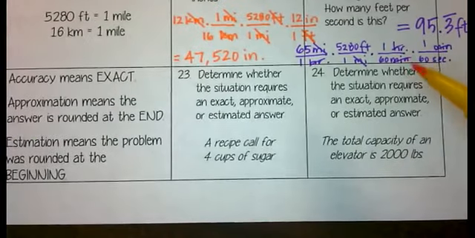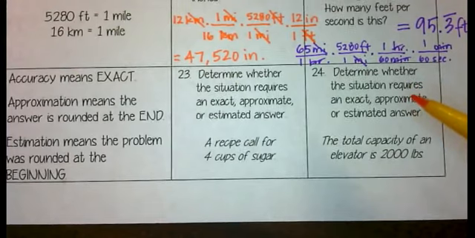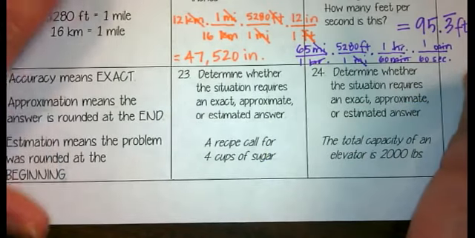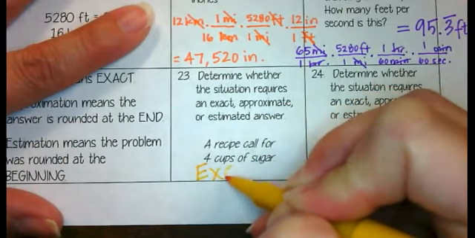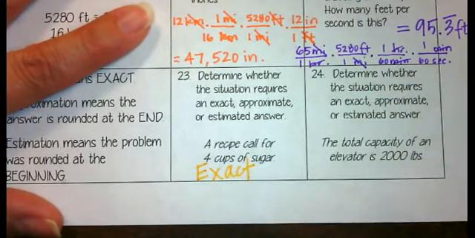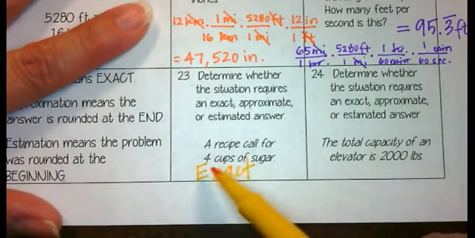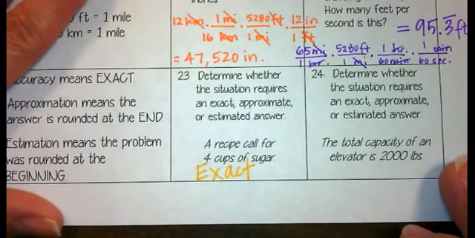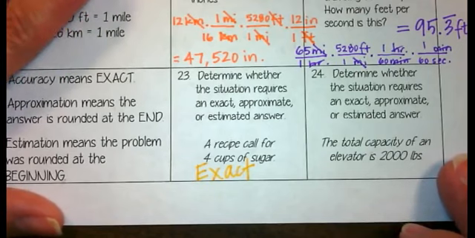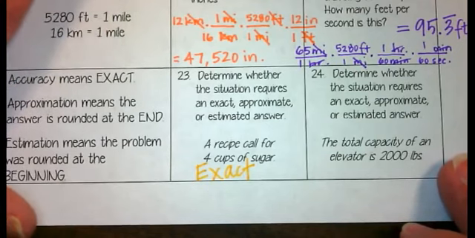All right, number 23. Determine whether the situation requires an exact, approximate, or estimated answer. A recipe calls for 4 cups of sugar. Whenever you're cooking, this is a situation where you want an exact measurement. Going away from 4 cups of sugar is either going to make the recipe too sweet or not sweet enough. So whenever we're dealing with a mixture type of situation, especially in science, you want to be exact.